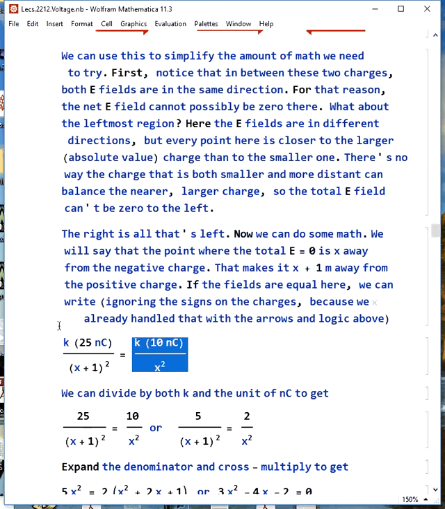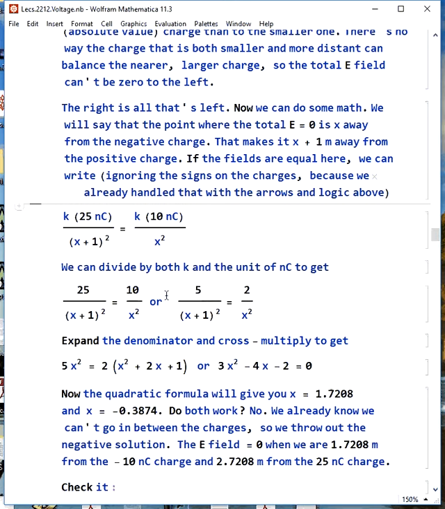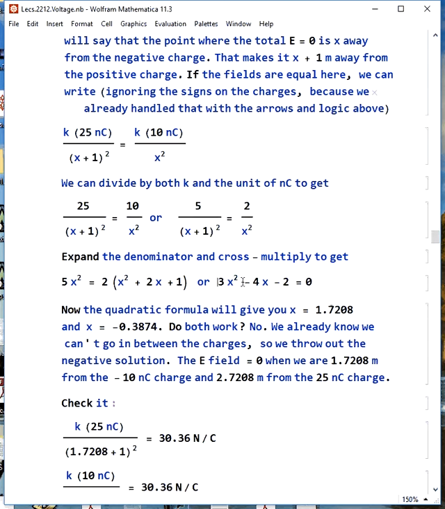We can get rid of the k's. We can also get rid of nanocoulombs since it's on both sides. And we can write this more simply. We keep simplifying it. Then we expand the denominators and cross multiply. And eventually we end up with this quadratic.